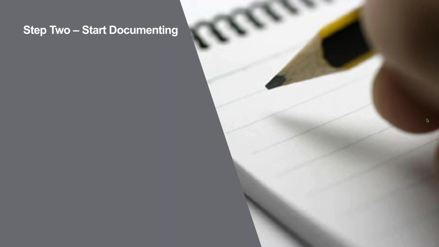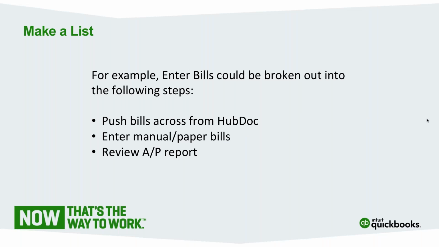Now you can do this in a couple of different ways. You can either make a list, and as I said, a basic workflow is a series of lists or a series of checklists. So you could either do a really high level list, which is enter bills, process payroll, do a bank rec, file sales tax, or you could create a couple of tasks underneath each of those big headers. So for example, enter bills could be broken out into the following steps: push bills across from HubDoc, enter manual paper bills, review AP report. And again, this is still a really high level of what all those steps are for enter bills.